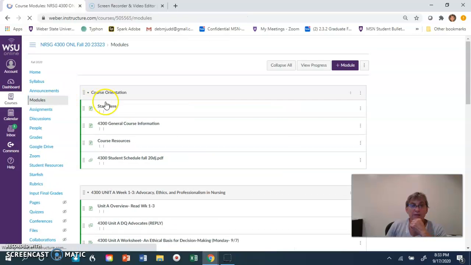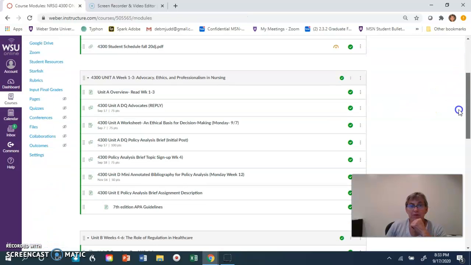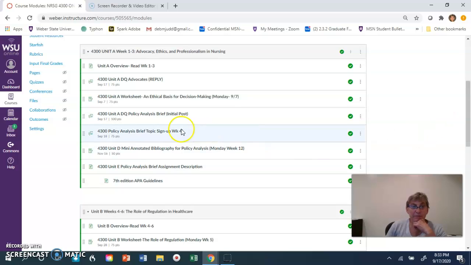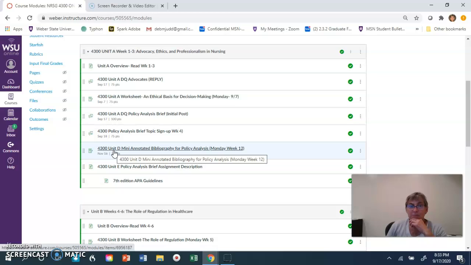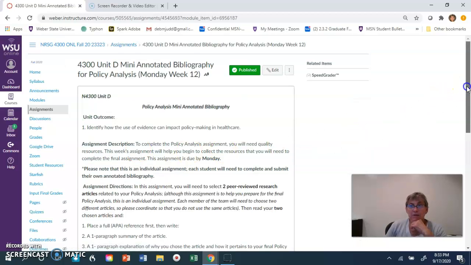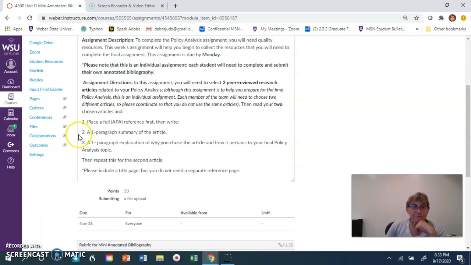And what I did just temporarily so that you can have all the information together is that I brought up the Unit D mini annotated bibliography, which is like a reference list. And what you'll do is find some articles, and as you're directed here, you're going to create a little document related to those references that you find. So you need a minimum of 2 peer-reviewed research articles related to your policy.